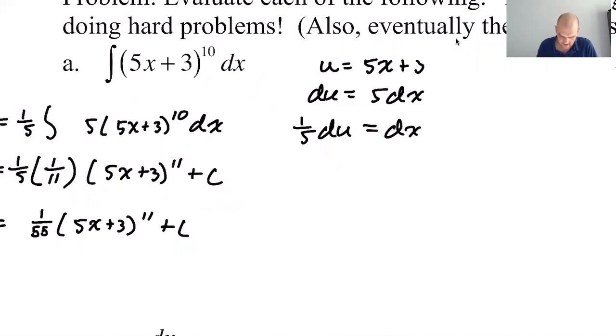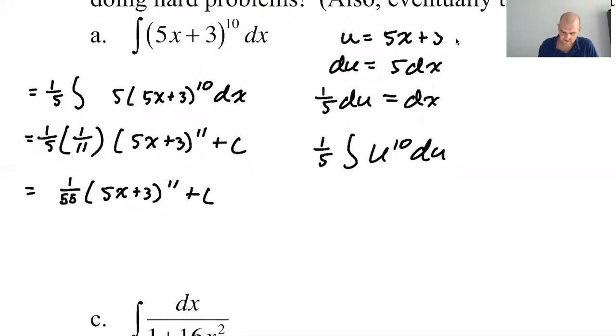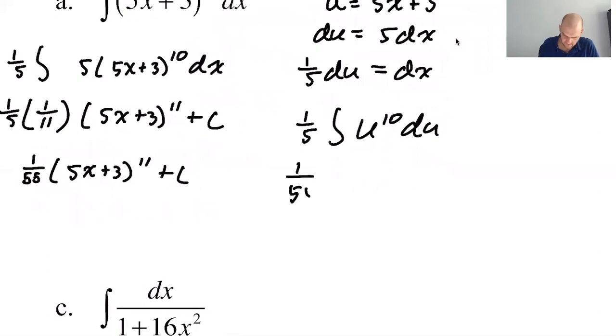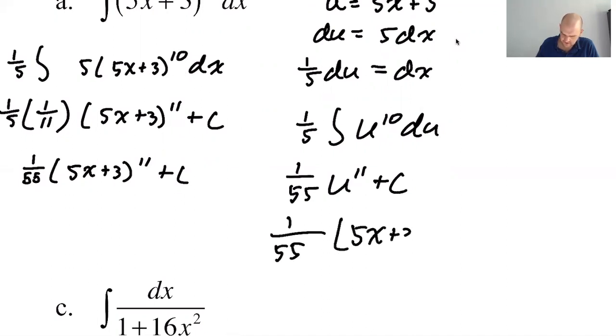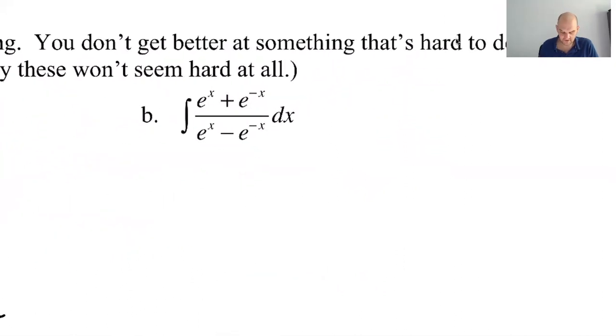So this is going to be 1/5 u to the 10th du. Once I do the 1/5 thing, I just need to add 1 to the power and multiply by the reciprocal, because it's essentially rewritten this way at this point. So now this becomes 1 over 55 u to the 11th, and then it's 1 over 55 times 5x plus 3 to the 11th plus c. However you want to do it, it doesn't matter. I think it's good if you can do it in your head a little bit, but you don't need to.